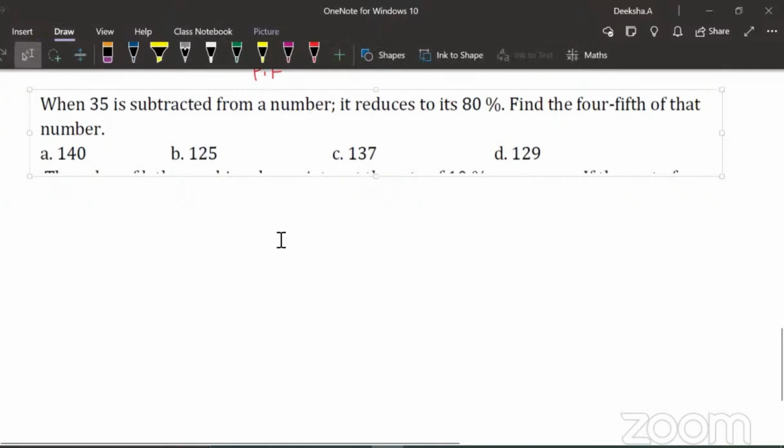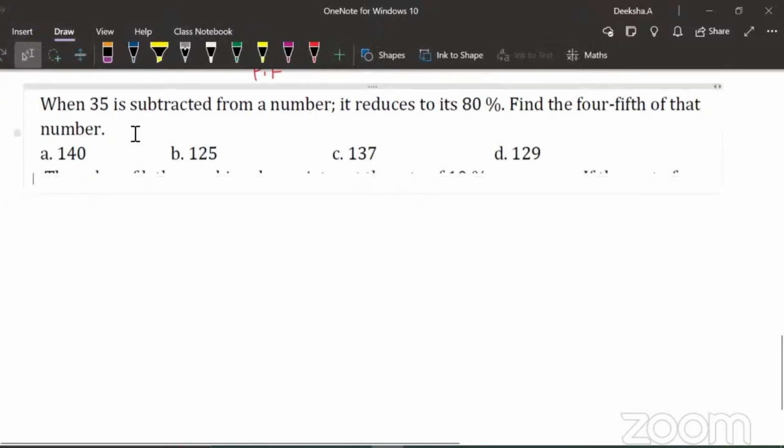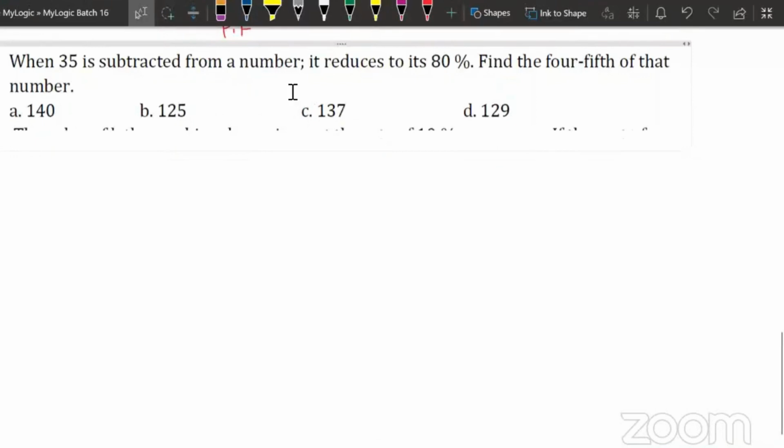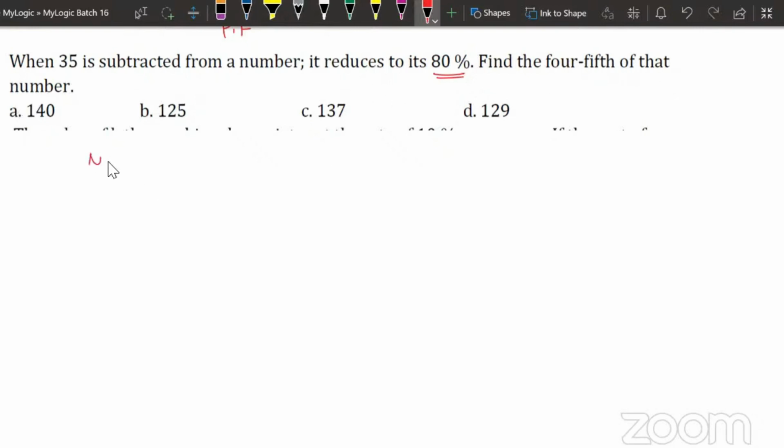Okay, see here, we have a question which says 35 is subtracted from a number. It reduces to its 80%. Find 4/5 of that number. See here, in this question, we have percentages given. Also, we can solve it by framing equations. Now we are supposed to find 4/5 of a number. Let us assume the number is x.